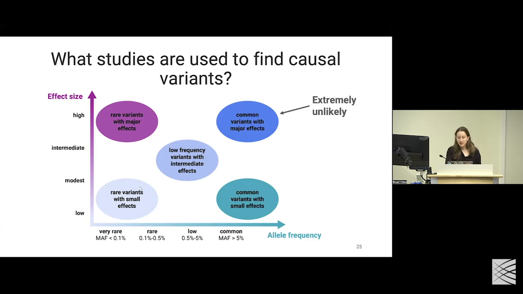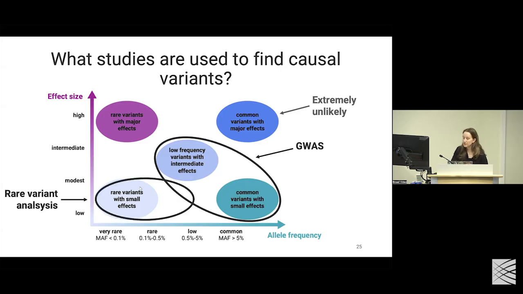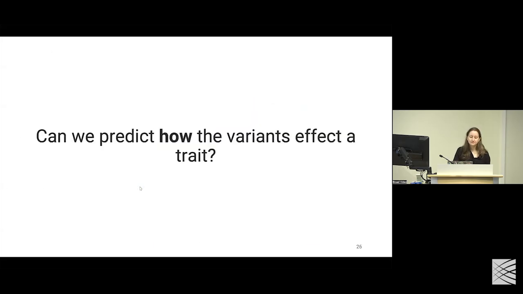We can have variants that are extremely unlikely. They're common variants with major effects. It's extremely unlikely to find those. We have GWAS studies, which are very good, allegedly, at finding low-frequency variants with intermediate effects, or common variants with small effects. We have rare variant analysis, which is good at finding rare variants with small effect size. And then we can use tools like family studies to look for rare variants with major effects, and even sometimes grab some of those low frequency variants with intermediate effects.